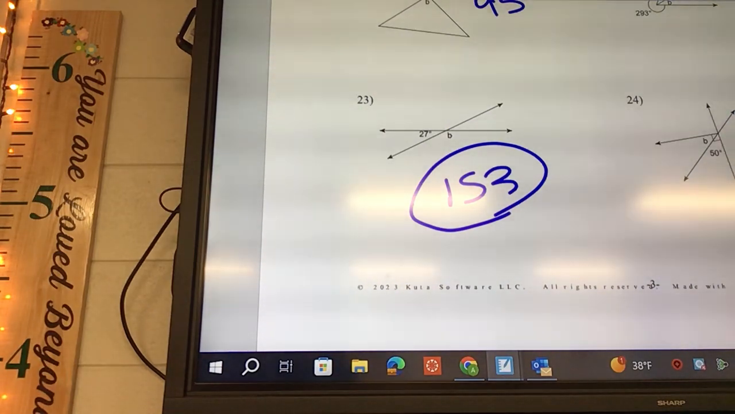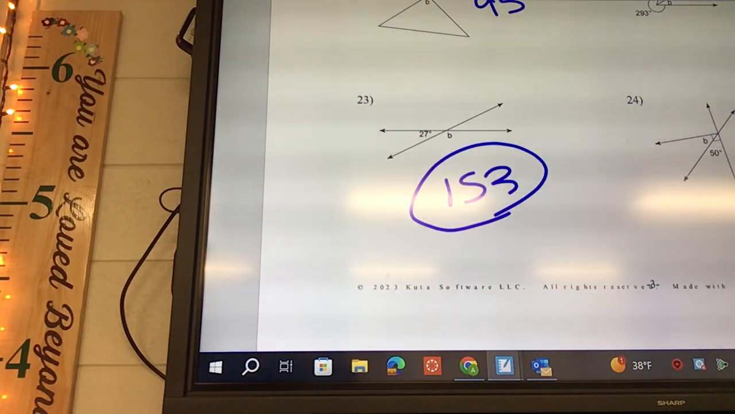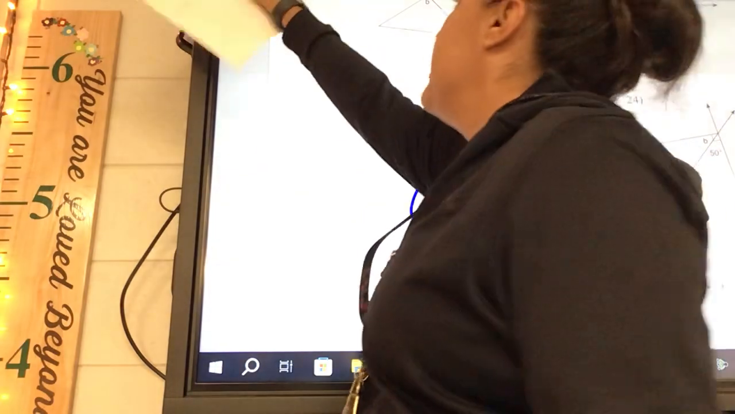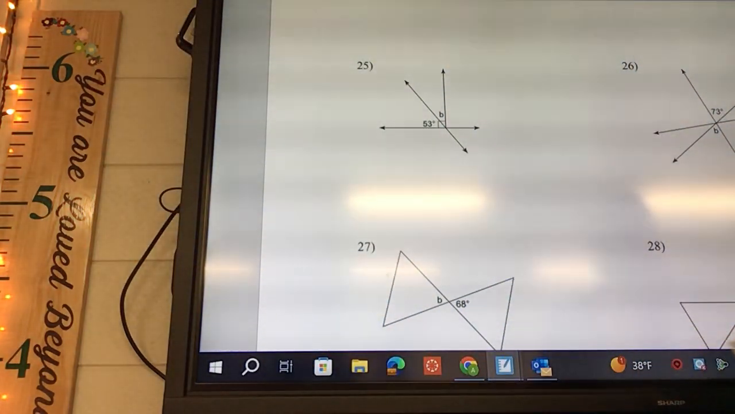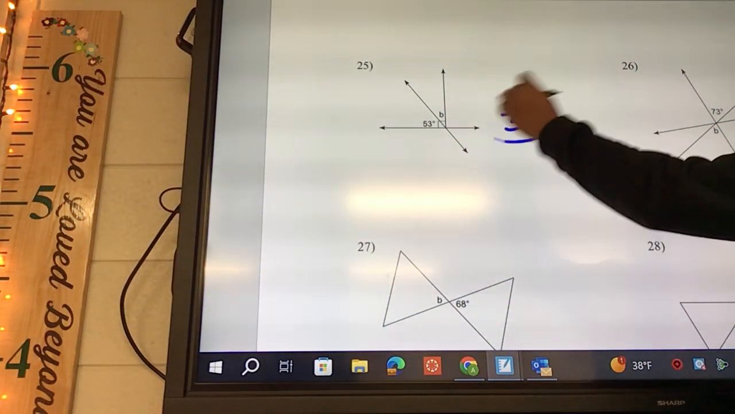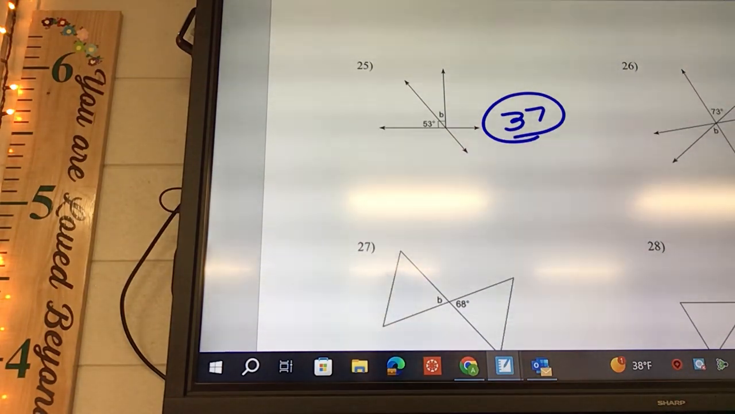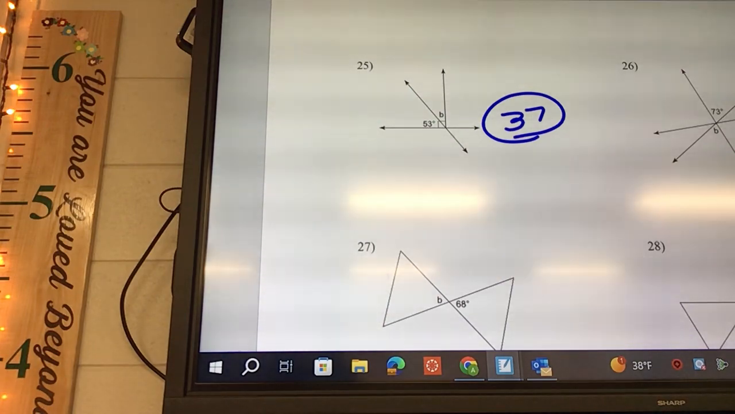Okay, 25. 90, 180, 360 or equals? Which one are you going to use? 90. So you're going to say 90 minus 53. What is that? 37. Okay, 27. 90, 180, 360 or equals? It's equal. They're right across from each other. So if one side is 68, the other side is 68.